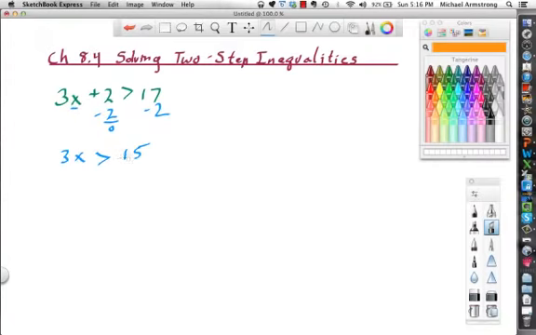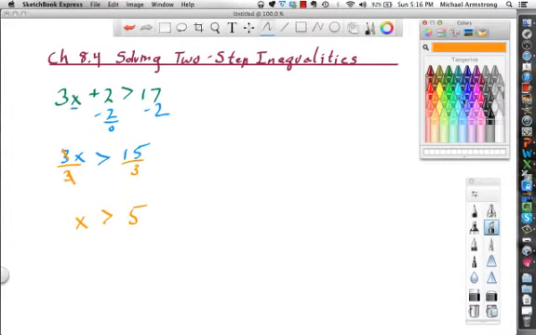3x is greater than 15. So 3 times x, and we can already kind of guess that x is probably 5. Whatever x is has to be greater than 5, but we'll figure that out. So we're going to divide both sides by 3. And this simplifies down to just 1x, just x. x is greater than 15 thirds, which is 5. So x has to be greater than 5.